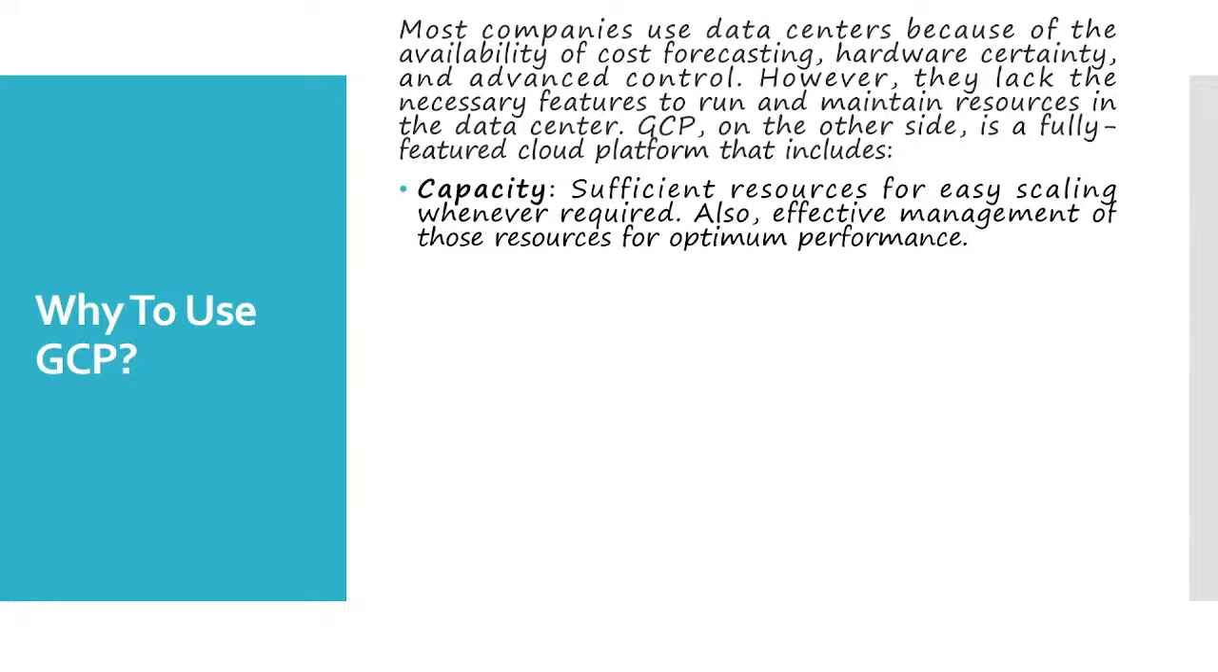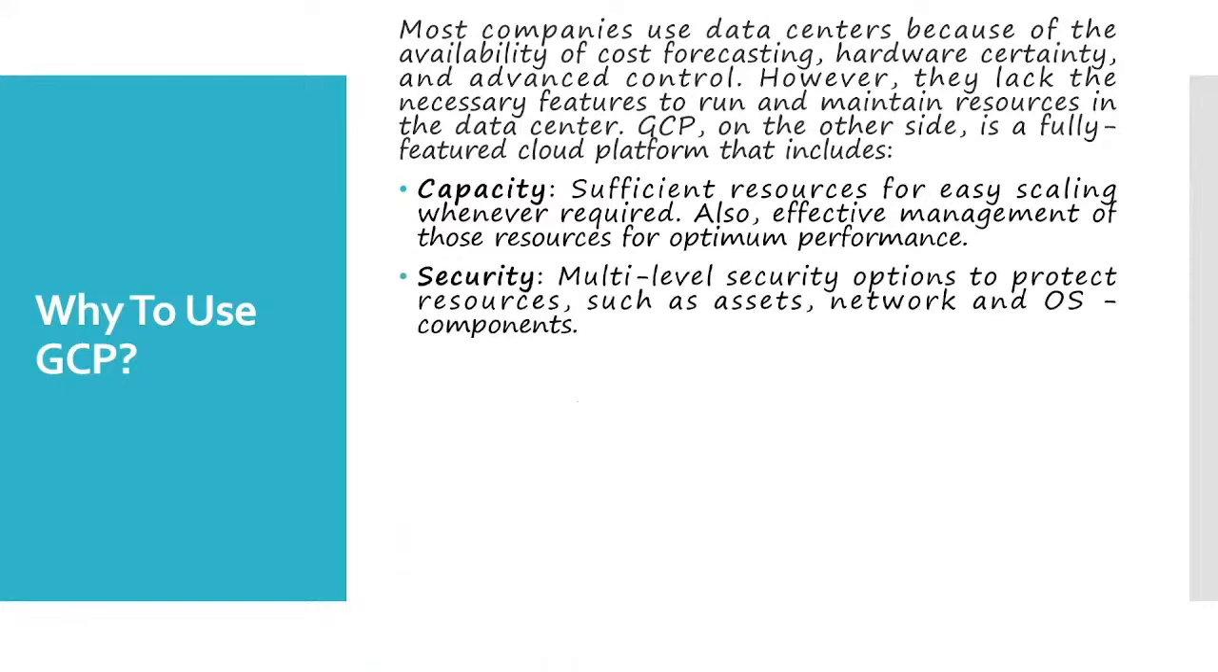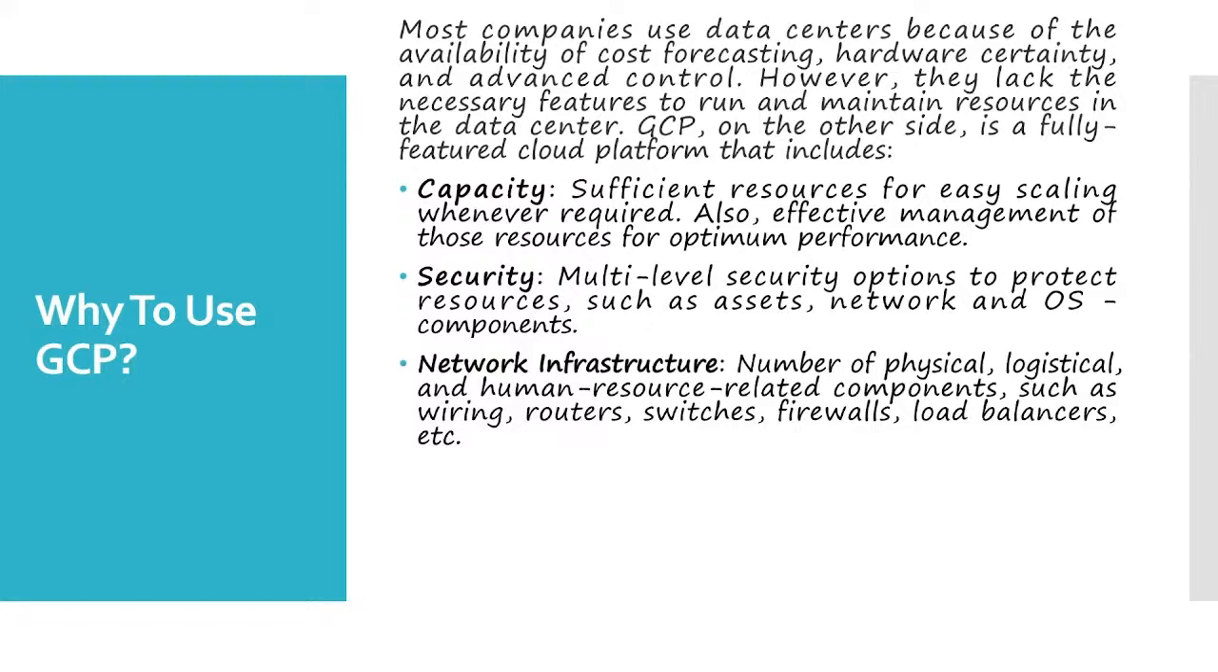Features like capacity, that is sufficient resources for easy scaling whenever required, and also efficient management of those resources for optimal performance. The security, that is multi-level security options to protect resources such as assets, network, and operating system components. Then the network infrastructure: the number of physical, logistical, and human resource related components such as wiring, routers, switches, firewalls, load balancers, etc. That is also the best.